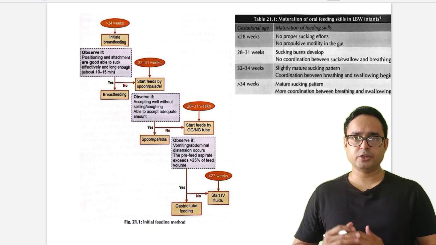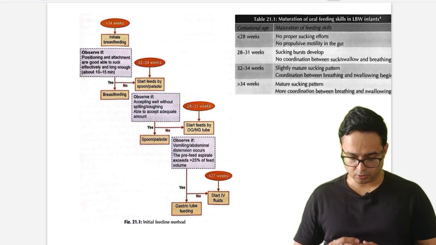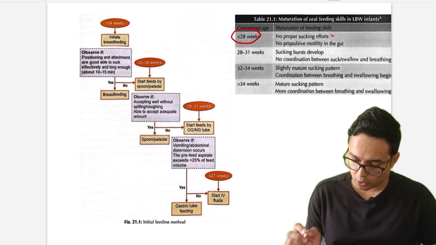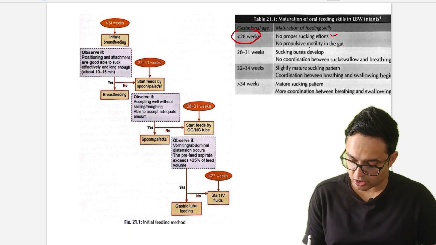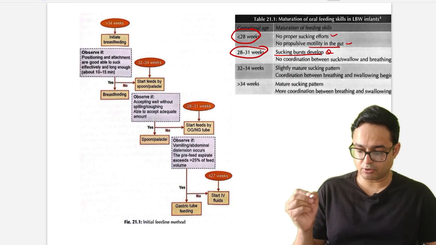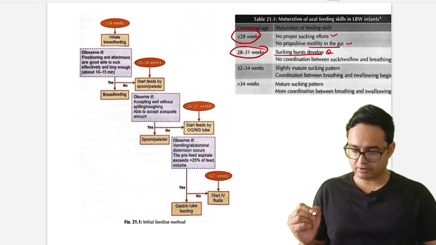Okay, going forward to initial feeding method. Now we are in the nutrition part of the newborn, especially very low birth weight or low birth weight neonate. Just see, less than 28 weeks, no proper sucking effort is there, no propulsive motility in the gut. At 28 to 31 weeks, sucking bursts develop. They can ask at what gestational age sucking bursts develop. It is 28 to 31 weeks.